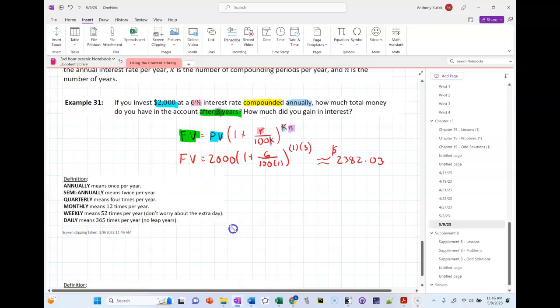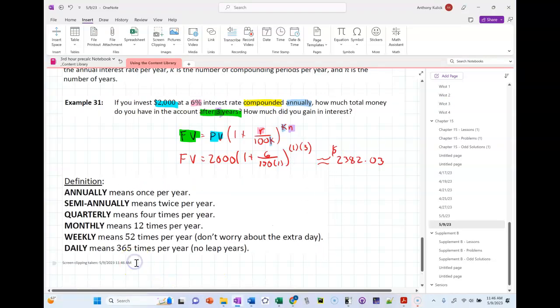So just as an FYI, K is again almost always going to be given to you in words inside of the story problem. So if we say annually, that means K is 1, semi-annually, K is 2, quarterly, K is 4, monthly, K is 12, weekly, K is 52, don't worry about that one extra day. Daily, K is 365, don't worry about any leap years.